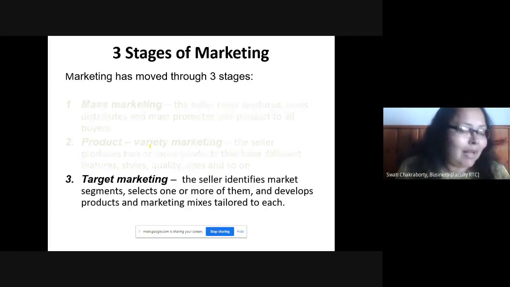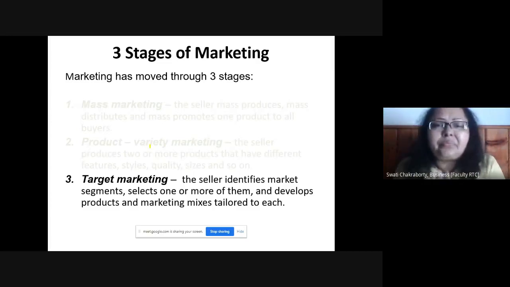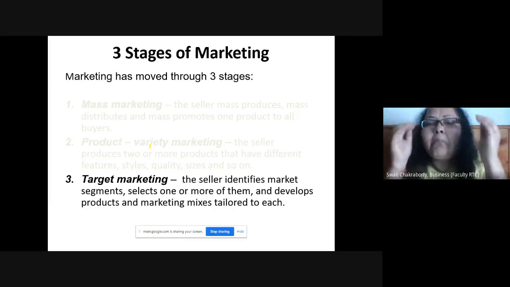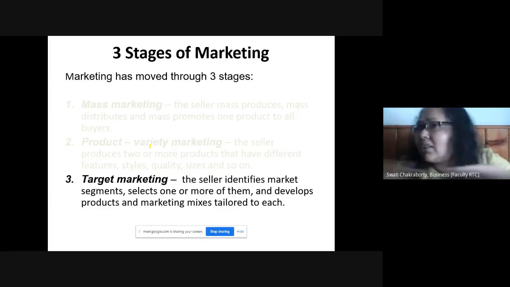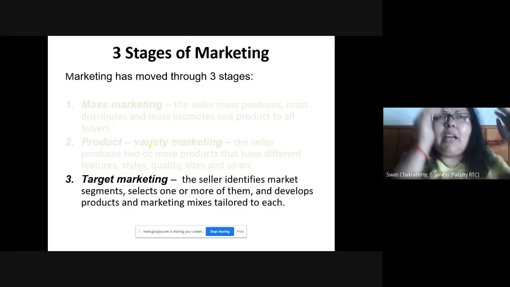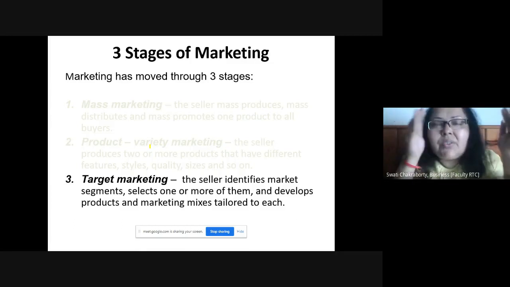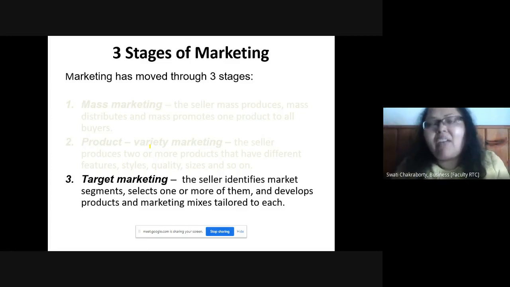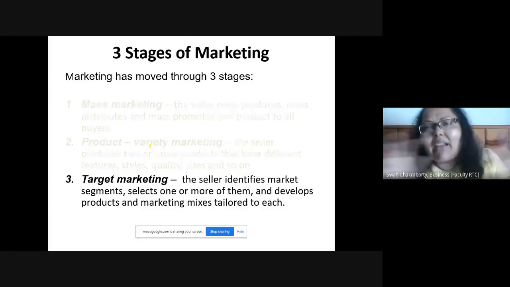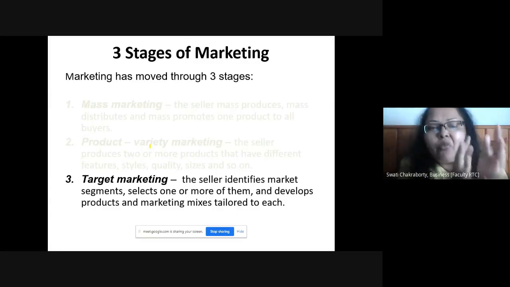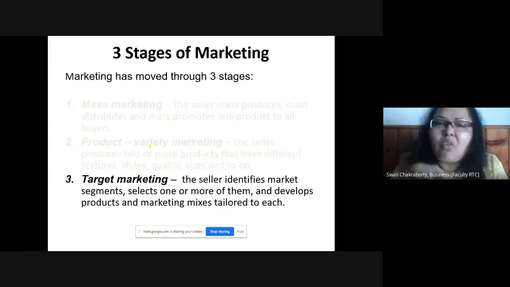Now, target marketing is where the seller is identifying a particular market segment. You're targeting not everyone, but a particular group of customers. So segment means to divide the market into small groups. So you identify which segment of the market you want to actually look on or focus on.